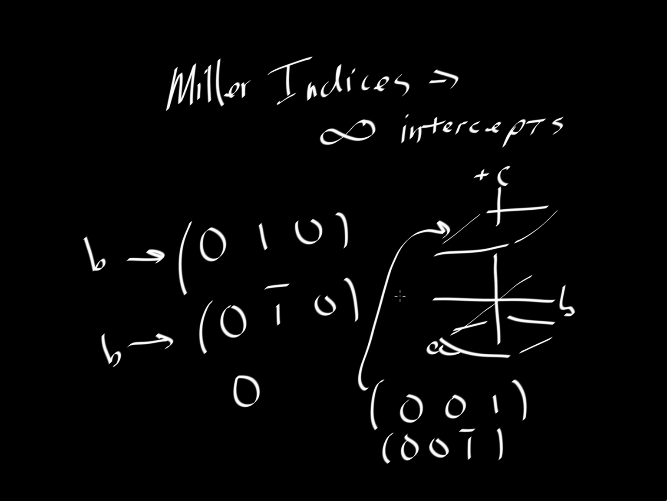So the way we handle faces that are parallel to one of the axes is we say that the intercepts are infinite, and when we take some number divided by infinity when we invert, then we just let that go to 0.